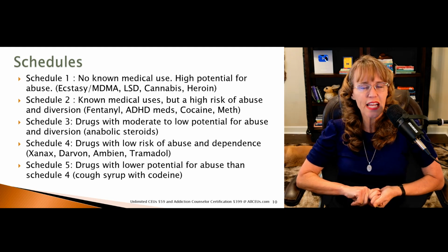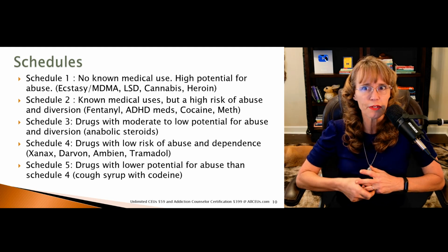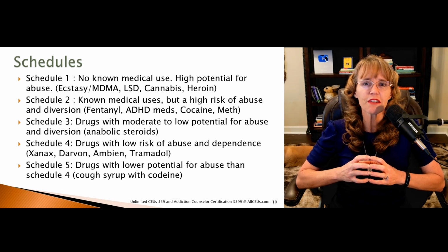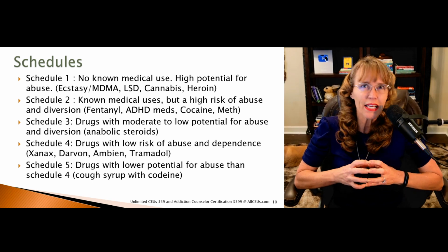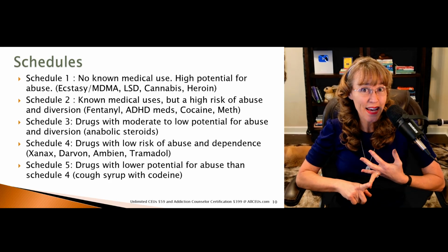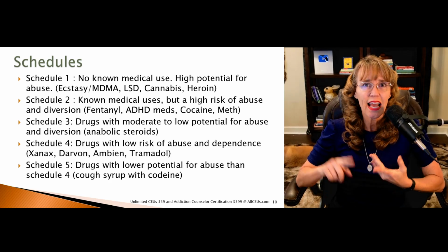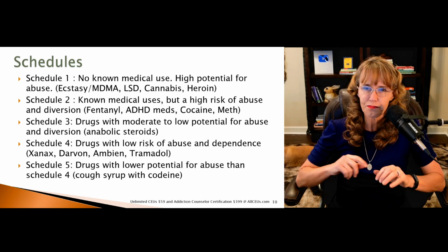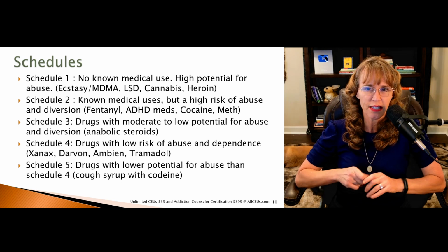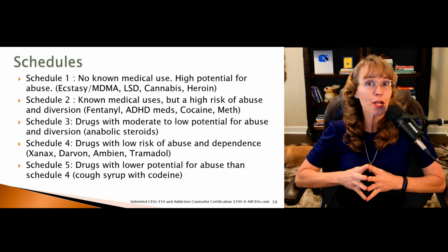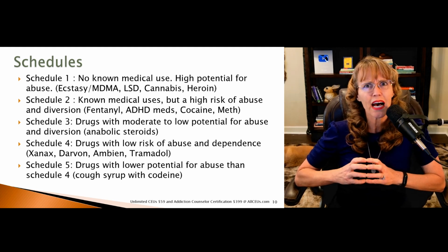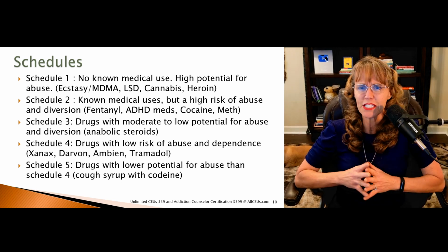There are alternatives to heroin that are theoretically less abusable. Schedule 2 has known medical uses, but has a high risk of abuse and diversion, which means people get prescriptions and try to sell it. Fentanyl, your ADHD meds, your stimulants, cocaine, and methamphetamine. Schedule 3 are drugs with moderate to low potential for abuse and diversion. And one example they gave was anabolic steroids. Now, I think those have a relatively high diversion risk, but maybe that's just me.